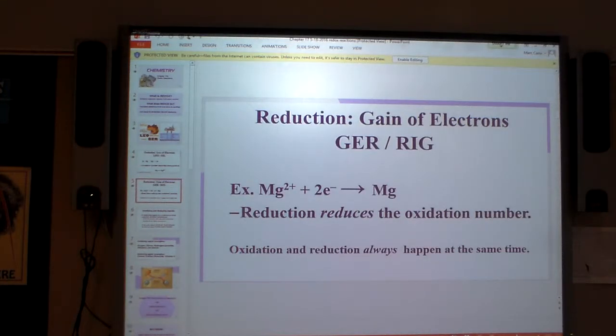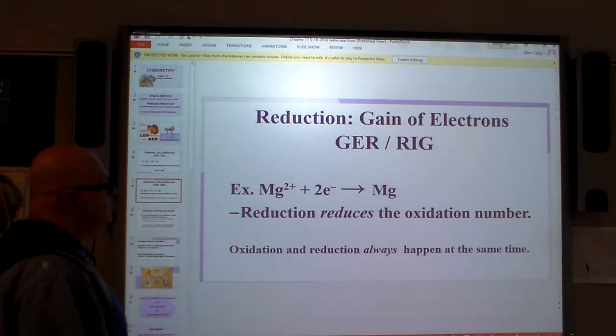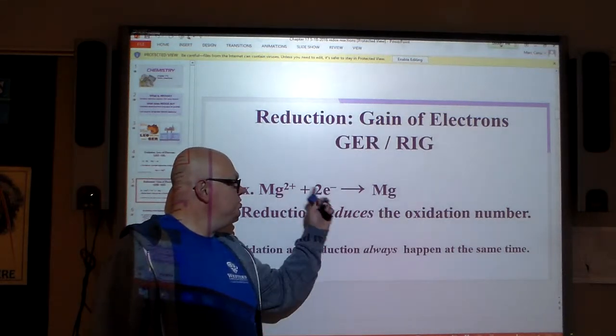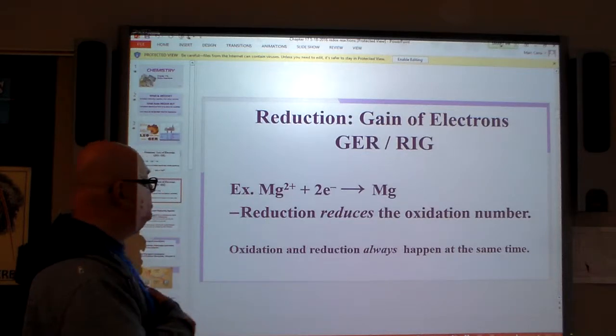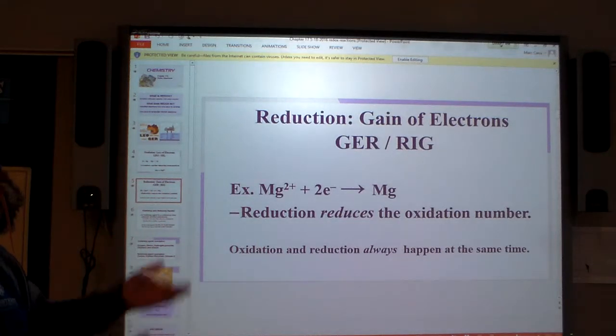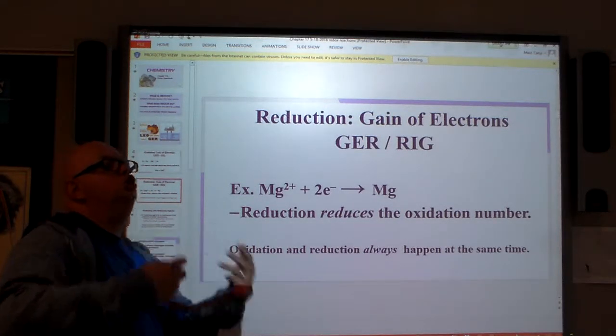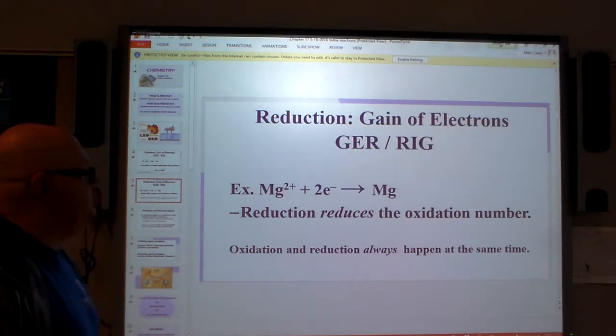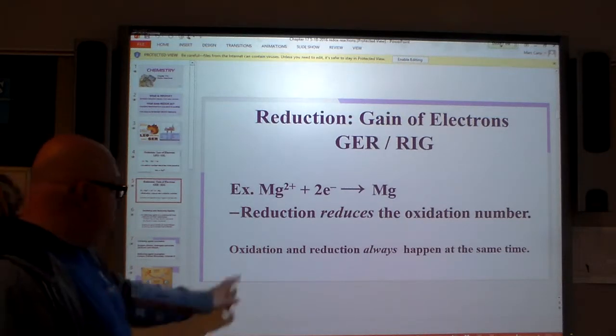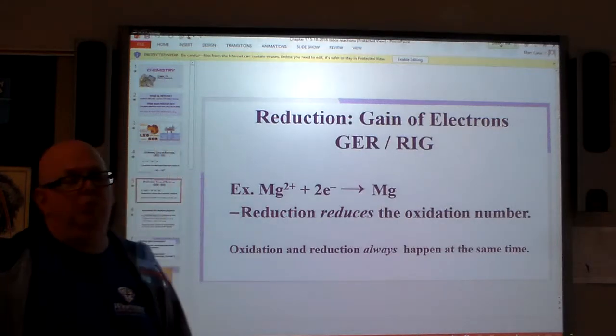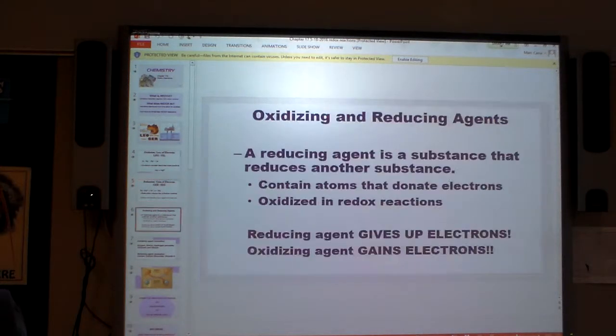Reduction is the opposite. Okay, we can talk about the gain of electrons. Here's our Mg2+ plus 2 electrons, and we get Mg as a solid. So the idea behind reduction, it reduces the oxidation number. Okay, now remember, both oxidation and reduction happen at the same time.